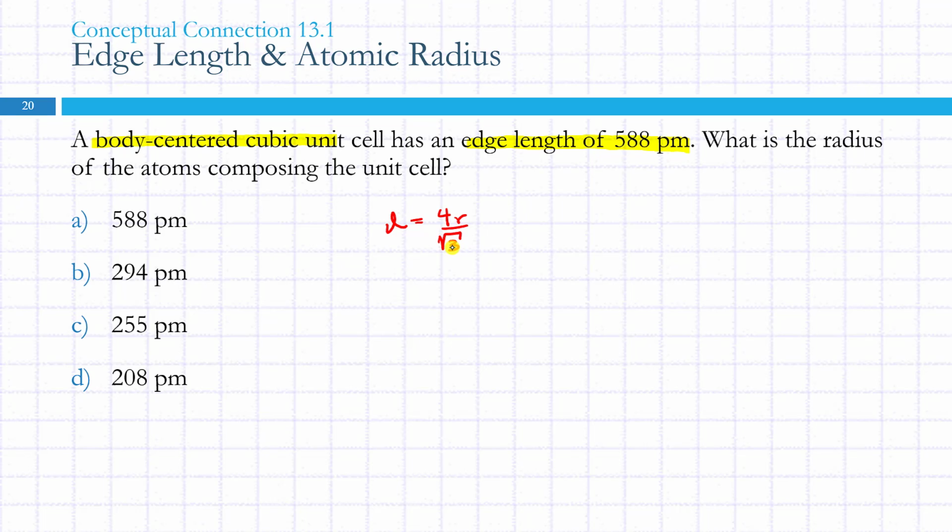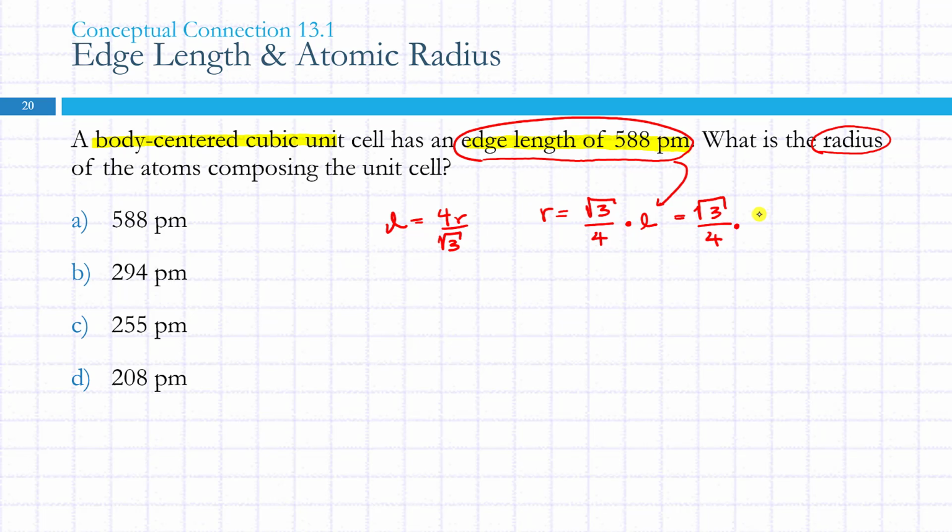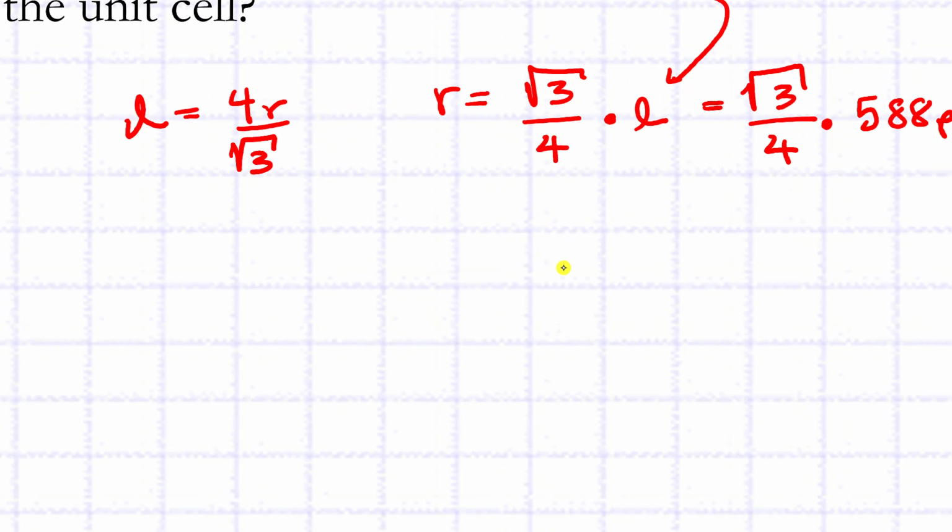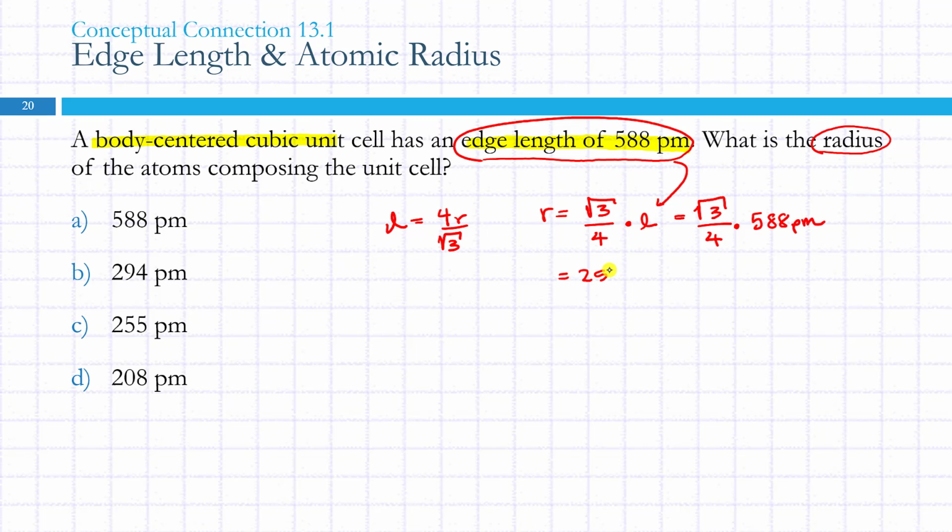And what we're being given is the edge length, that's L. And then we're being asked what is the radius of the atoms. So we'll solve the equation for r, like that, and then simply insert 588 picometers for this length. That gives me 254.6 picometers. With three significant figures, that rounds to 255 picometers. So this is the correct answer.